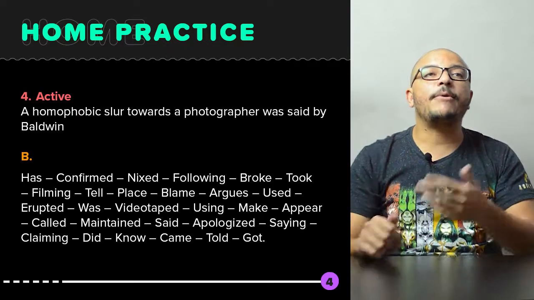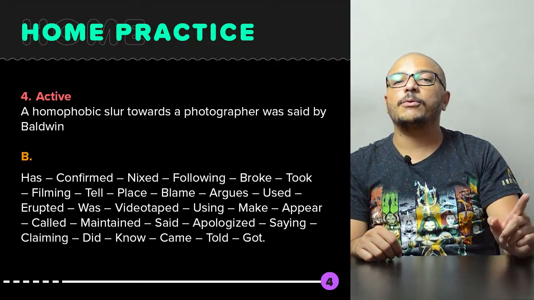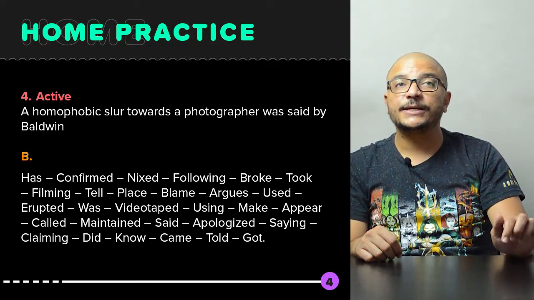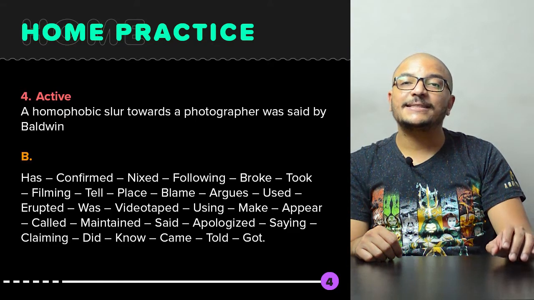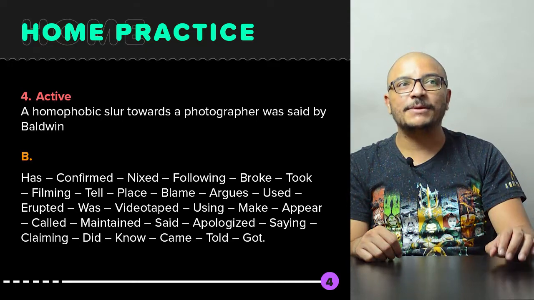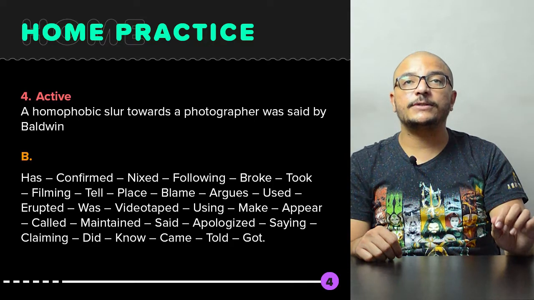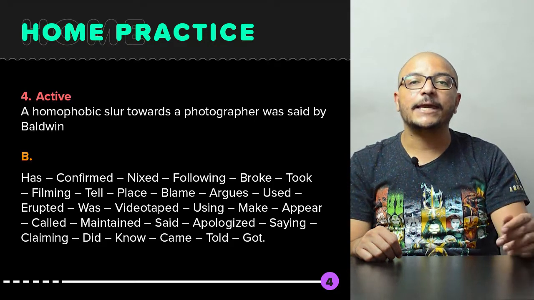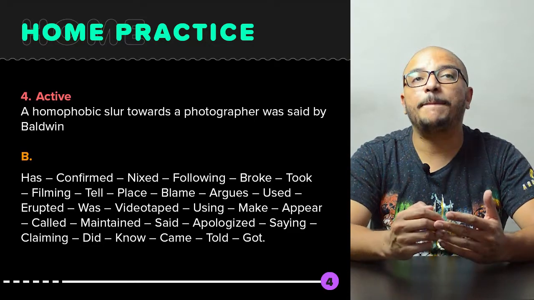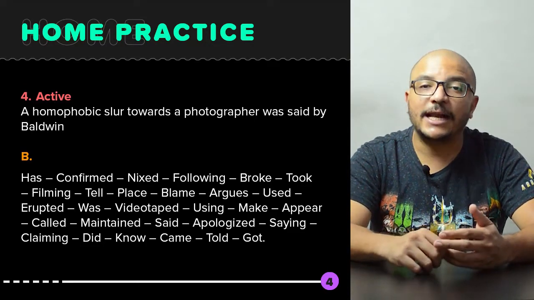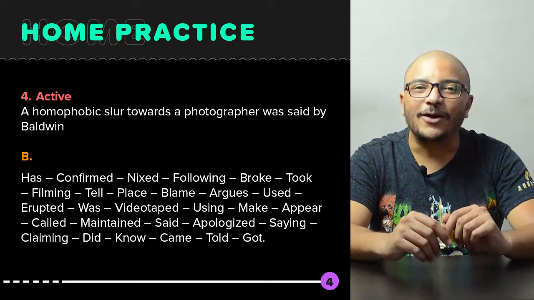Alright? Now we have letter B. Letter B, you have to circle all the verbs in the text. So we have has, confirmed, nixed, following, broke, took, filming, tell, place, blame, argues, used, erupted, was, videotaped, using, make, appear, called, maintained, said, apologized, saying, claiming, did, know, came, told, and got.